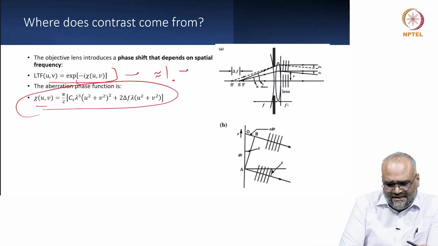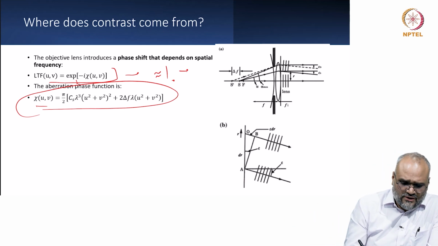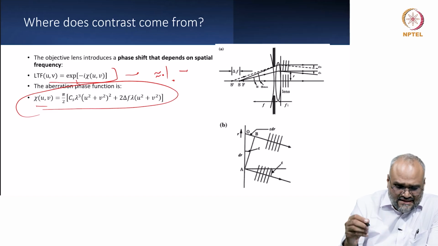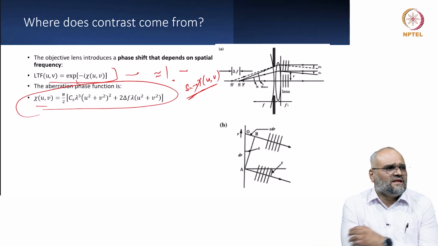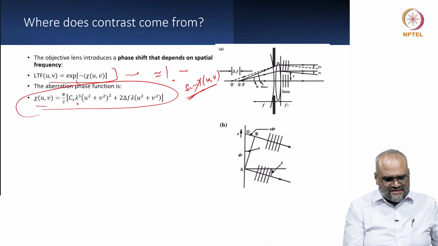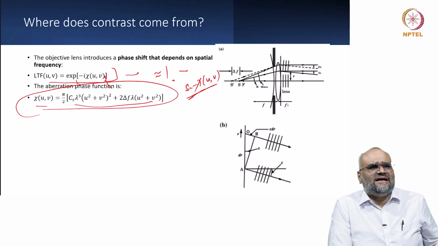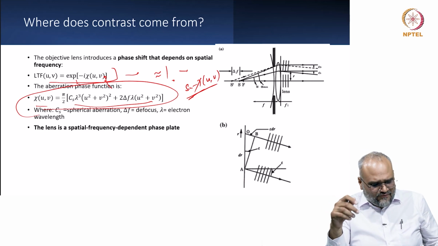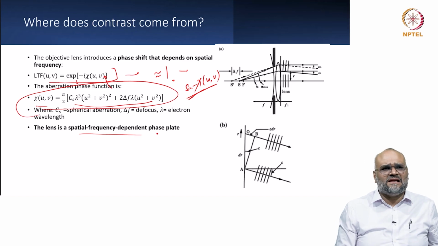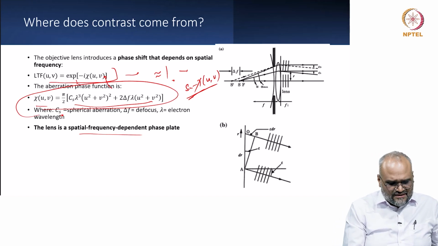constant phase object, but when you look at the imaginary part, which is the sine of chi of u, v, this gives me what is called the contrast transfer function. So, if I use this expression in this kind of an exponential term and look at the complex function, you can think of the lens as a spatial frequency dependent phase plate, and it strongly depends on the spherical aberration, the defocus, and the electron wavelength.